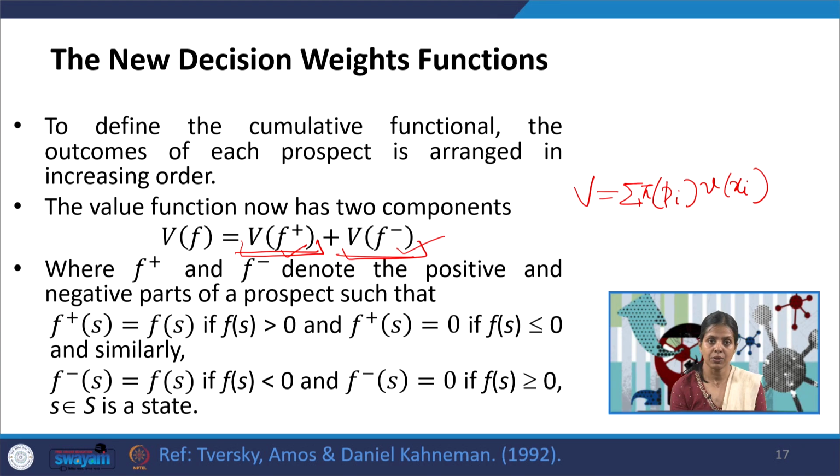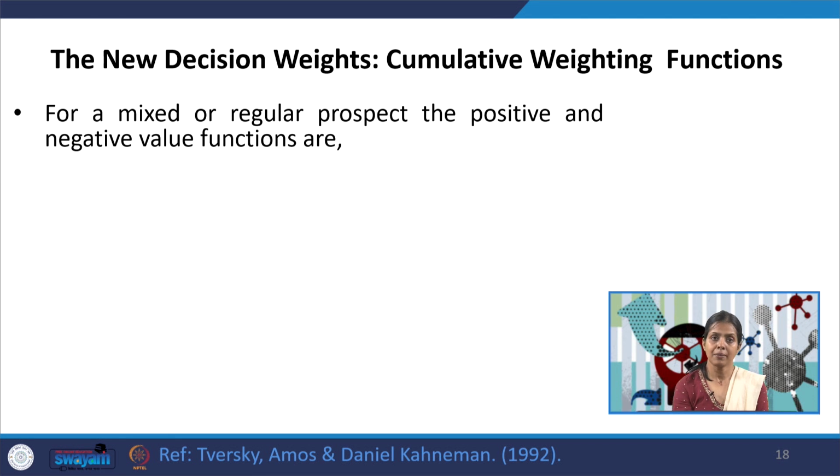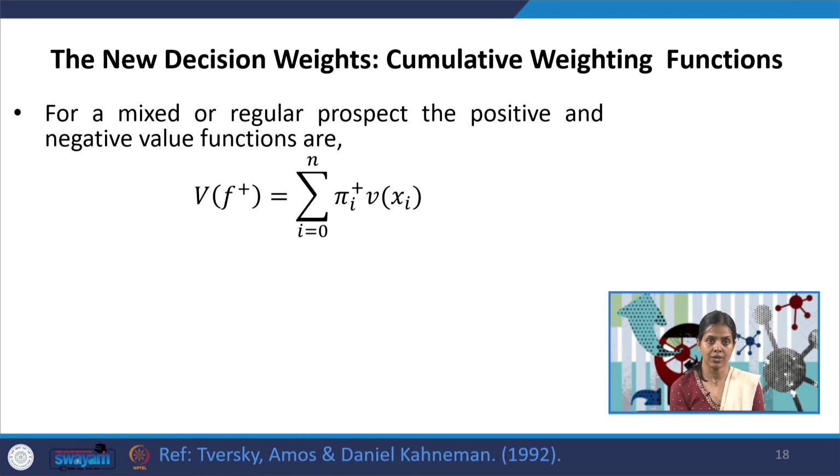where f+ and f- denote the positive and negative parts of a prospect, such that f+ is f(s) if f(s) greater than 0, and it takes value 0 for all f(s) less than or equal to 0. And similarly, f- is equal to f(s) if f(s) is less than 0, and it is equal to 0 if f(s) is greater than or equal to 0. Again, s belongs to S, is a state. For a mixed or regular prospect, the positive and negative value functions are, first of all, we also introduced strictly positive, strictly negative and regular prospect. Regular prospect can also be called mixed prospect. So, we would be working primarily with mixed or regular prospects because they have both negative and positive outcomes. Strictly positive and strictly negative prospects have only positive or only negative outcomes, right.